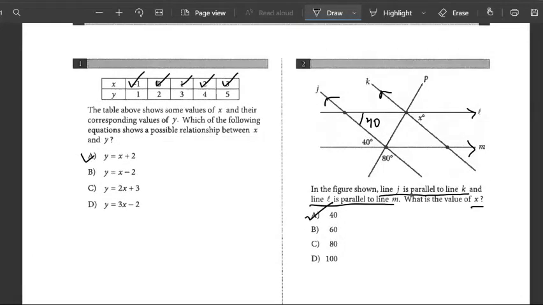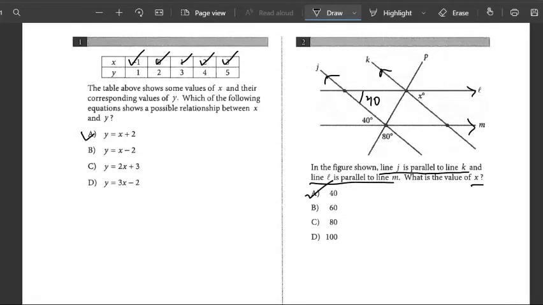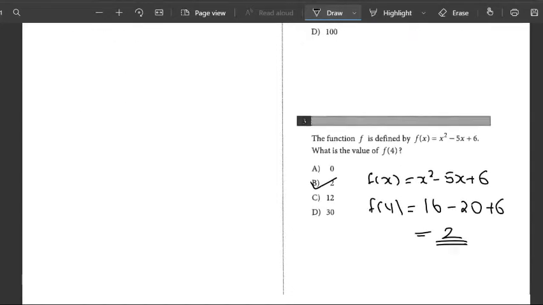Which of the following shows a possible relationship between x and y? Minus 1 plus 2 is 1, 0 plus 2 is 2, 1 plus 2 is 3. Okay, fine. So that's correct. J is parallel to K, L is parallel to M, find the value of x. Okay, so alternate interior angles, that's 40, and that's a corresponding angle, so x is 40.